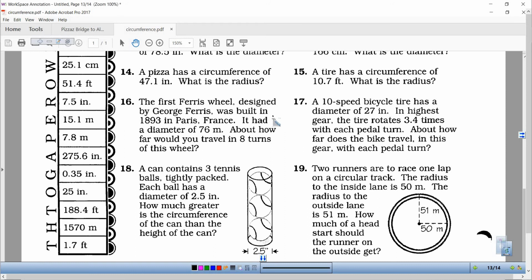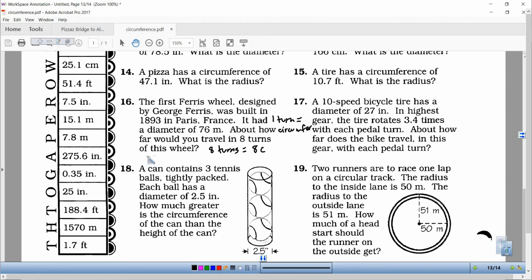All right. Well, 1 turn equals the circumference, right? 1 turn equals the circumference. I'm going to run out of space. I'm just going to put a period. All right, so 8 turns is going to be 8c, right?